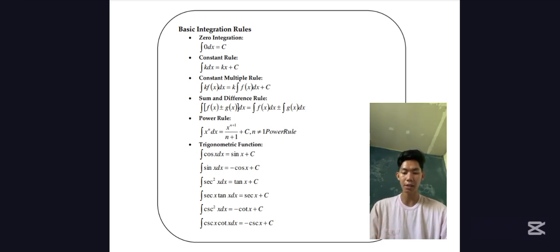And lastly, the trigonometric functions. The integral of cosine x dx is equal to sine x plus C, and the integral of sine x dx is equal to negative cosine x plus C. And secant squared x dx is equal to tan x plus C. And secant x tan x dx is equal to secant x plus C. And cosecant squared x dx is equal to negative cotangent x plus C. And cosecant x cotangent x dx is equal to negative cosecant x plus C.